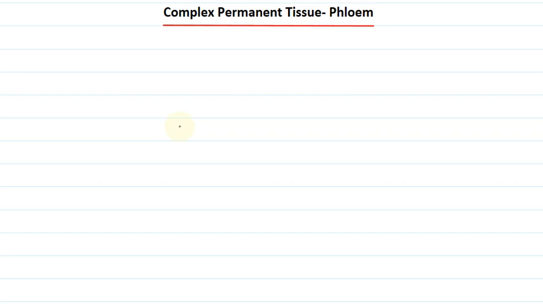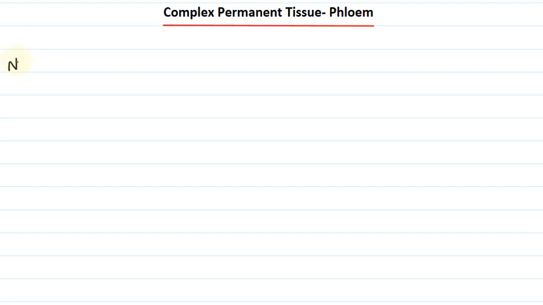The topic for today's video is complex permanent tissue phloem. In our previous video, we had discussed the complex permanent tissue xylem. We had seen what xylem is, the different cells present in xylem and the functions performed by those cells. So today we will be discussing the other type of complex permanent tissue, which is known as phloem, and we will discuss phloem in detail.